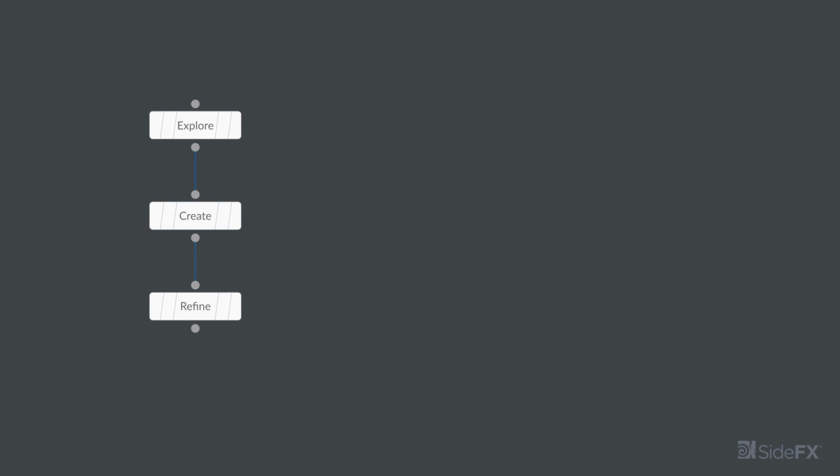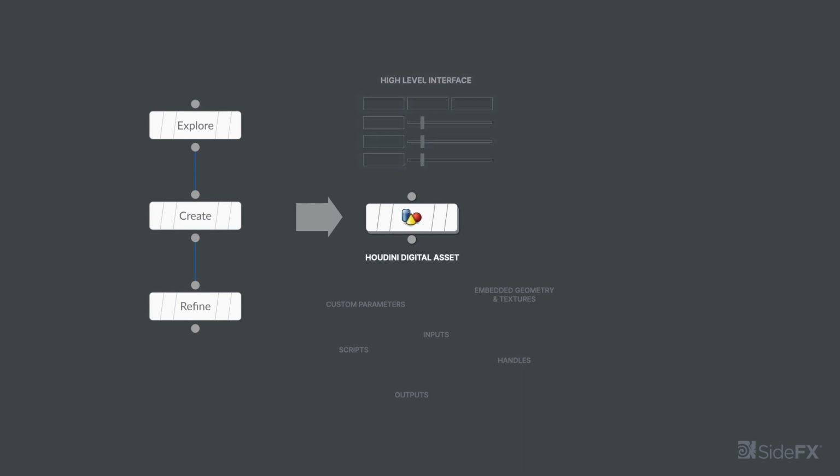Taking the network of nodes created in Houdini, they can be encapsulated into a single node, a Houdini digital asset or HDA file. This is a file on disk that can also include embedded geometry, textures, handles, and more. You can then promote parameters to get a high-level interface. This new tool can then be used back in Houdini, where it acts just like any other node, with the interface that you built earlier making it easier for artists to work with this high-level tool.